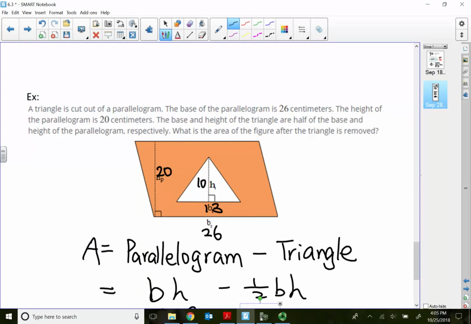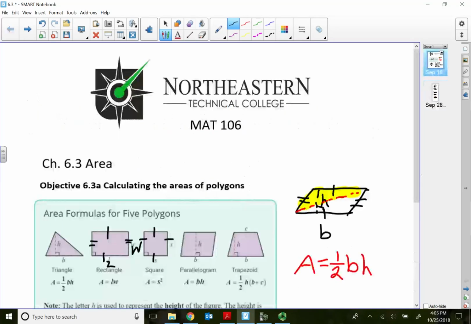All right. In this lecture video, we quickly talked about the area of a composite figure associated with our triangle, rectangle, square, parallelogram, and trapezoid.